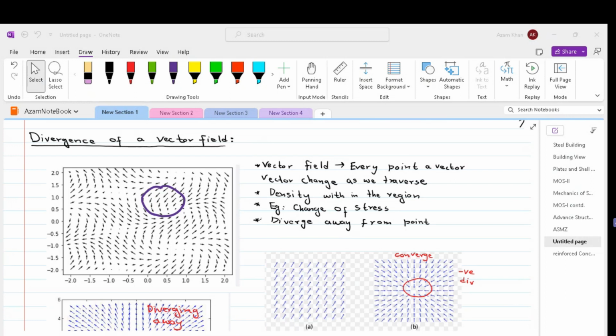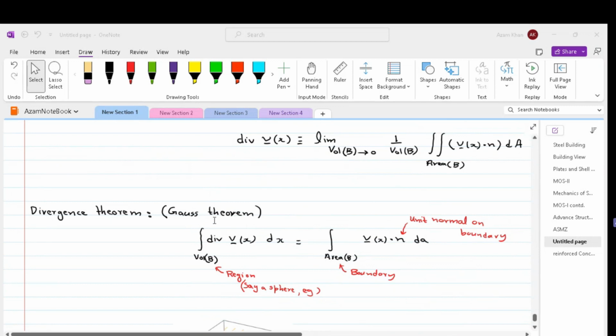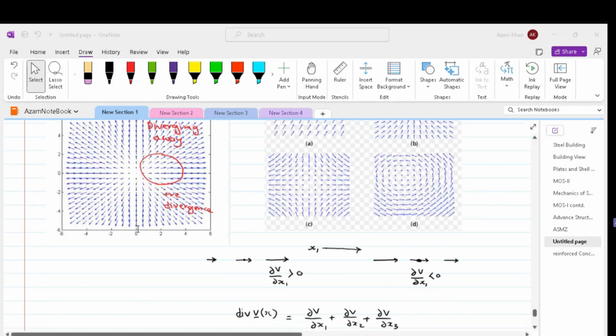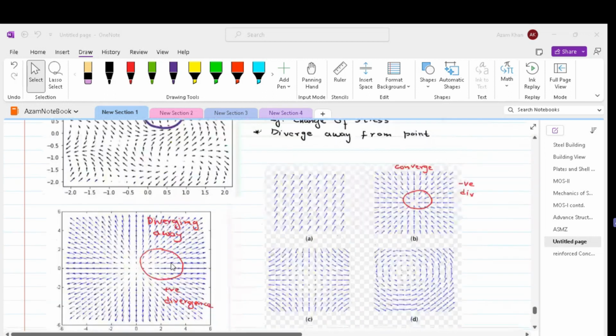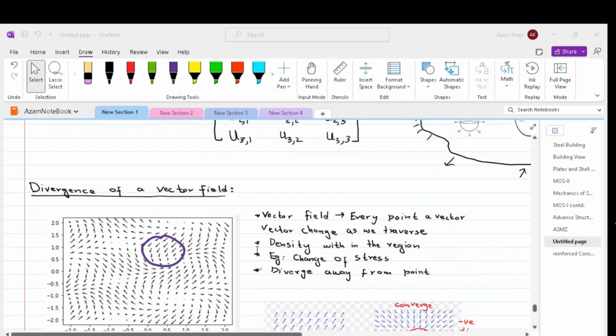In this presentation, we will try to discuss divergence of vector field. And then building up on divergence, we will try to explain the Gauss theorem or the divergence theorem. So from differential theorem, we will move to the integral theorem. Let us first start with divergence of a vector field.